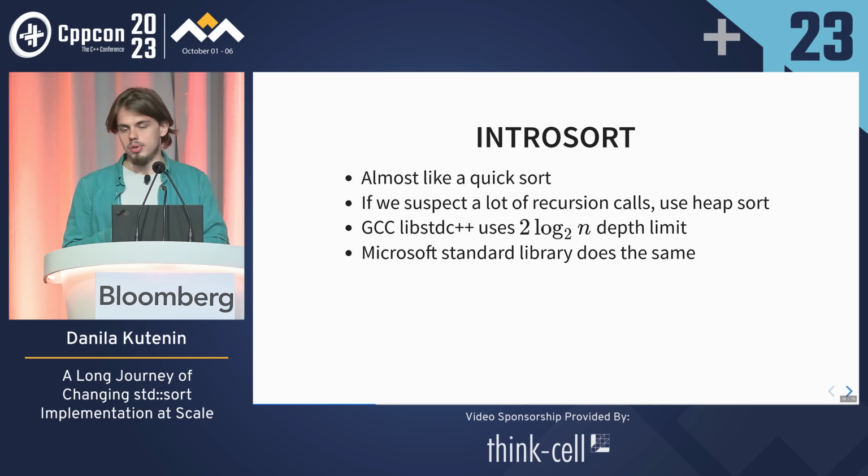Microsoft standard library does pretty much the same, but with the only difference that when it comes to 16 elements in the range, it just calls insertion sort, whereas GCC libstdc++ calls insertion sort at the end. The GCC version might be a little bit faster because if you do linear accesses, you might get better cache locality, which might result in better performance of standard sort.